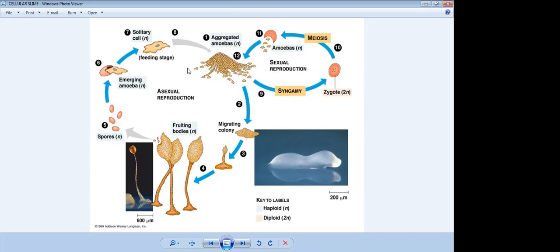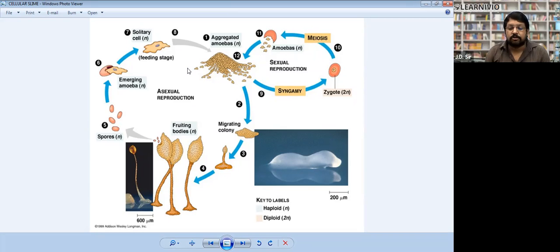Yes, sir. So if you want, you can take a screenshot of life cycle of slime mold as well. Please note it down the characteristic of slime mold. Take a screenshot. Yes, sir. Okay.